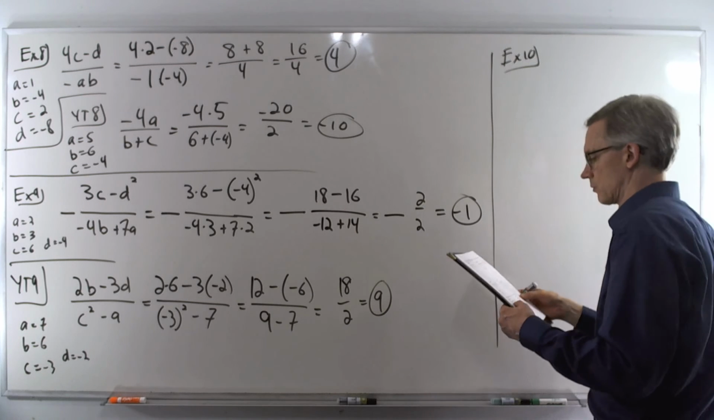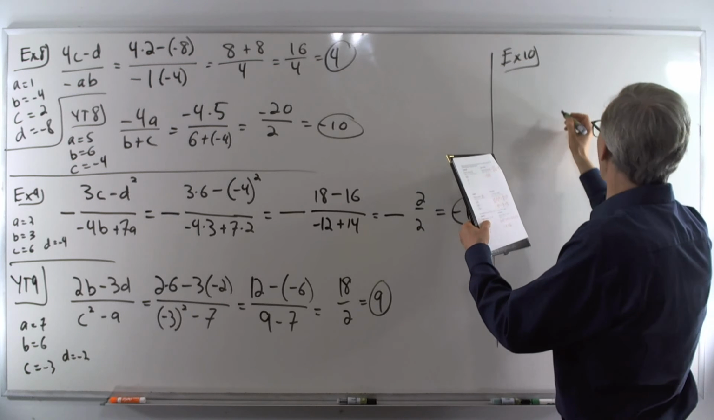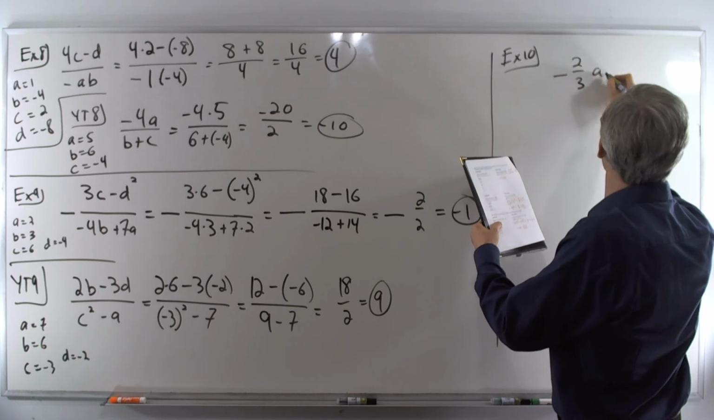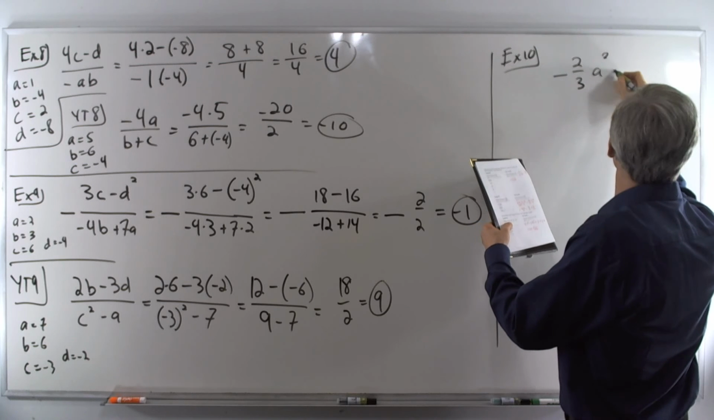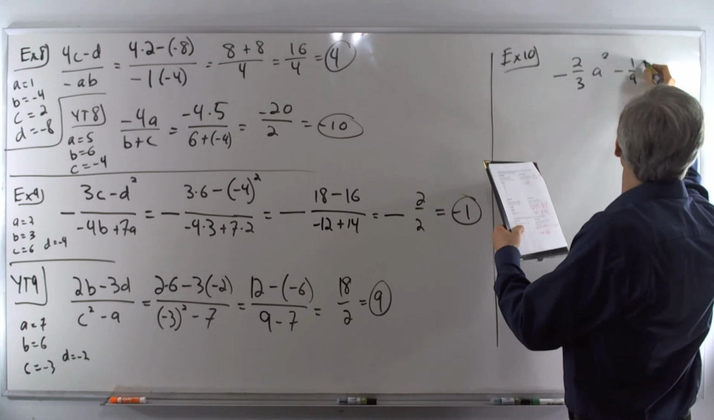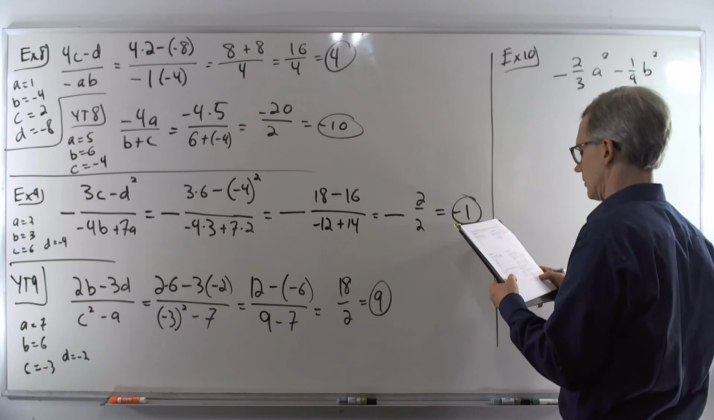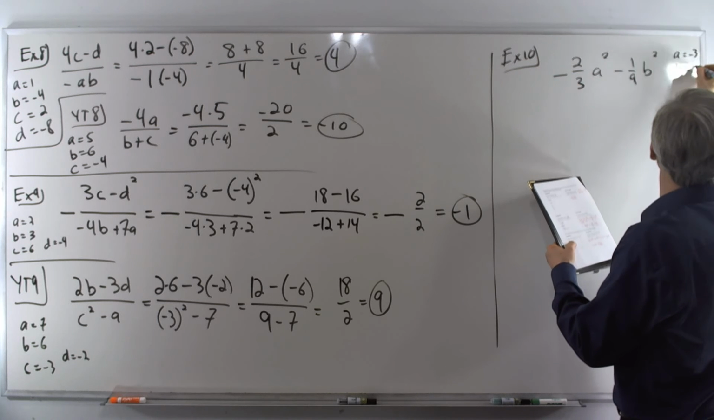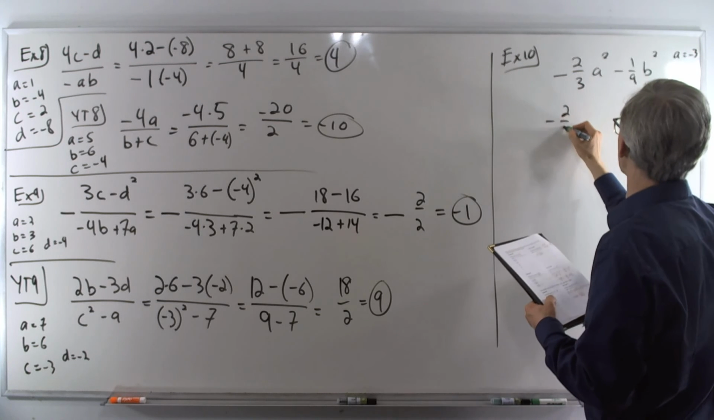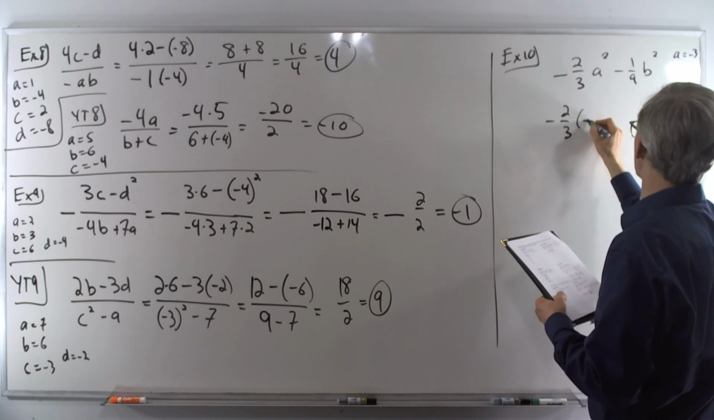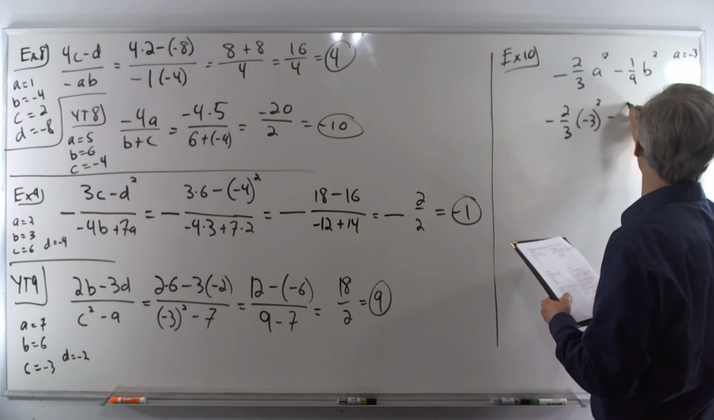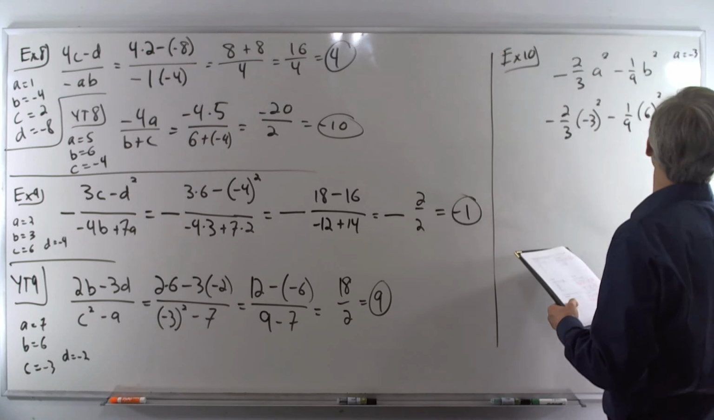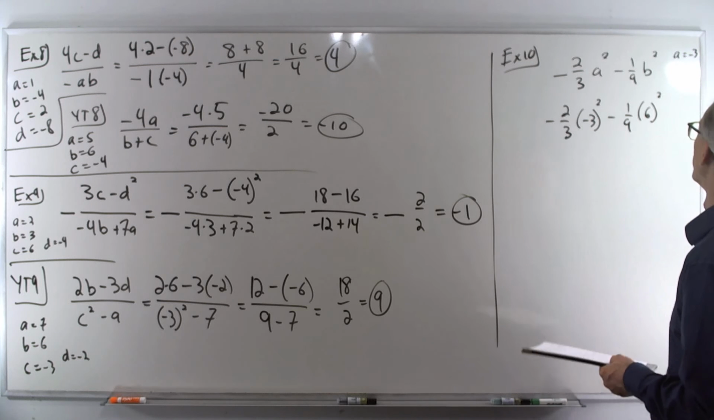Number 10. Got some fractions here. Often these will be designed so you can get a nice cancellation. And we got A is -3, B is 6. Plug it in -3 for A, 6 for B.